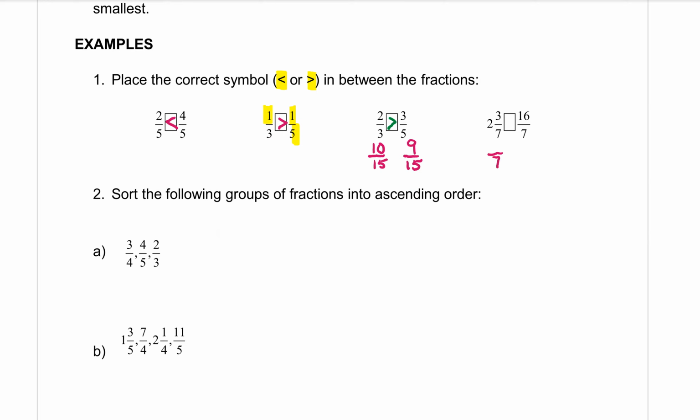We times 7 by 2. 7 times 2 is 14. And we add on the 3 on top. So 14, 15, 16, 17. Okay, so that first fraction is the same as 17 over 7. And the second fraction is 16 over 7. So because the denominators are the same, 16 would be smaller than 17. So we point the arrow towards the 16.